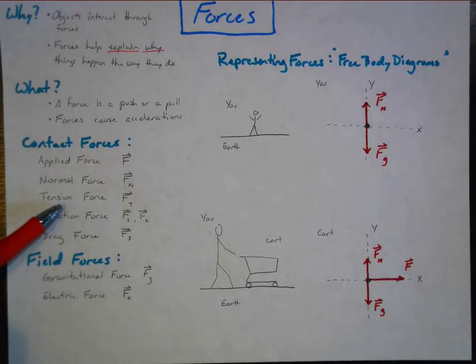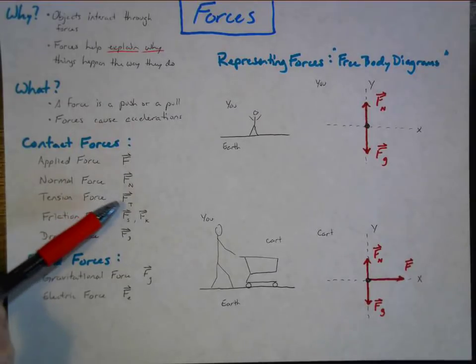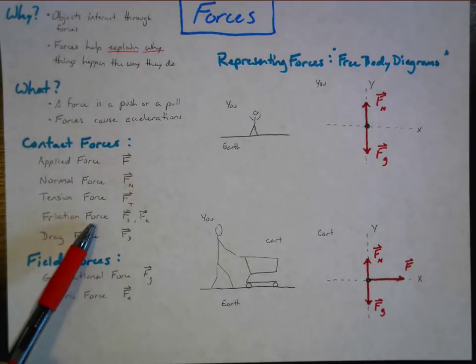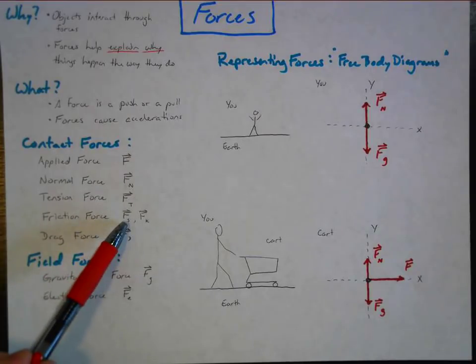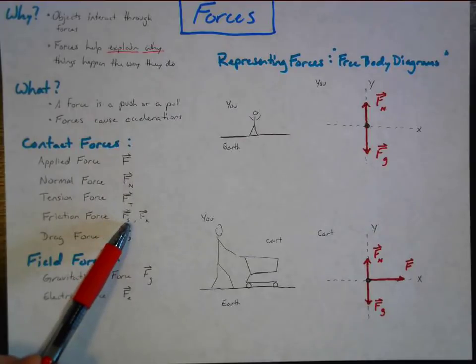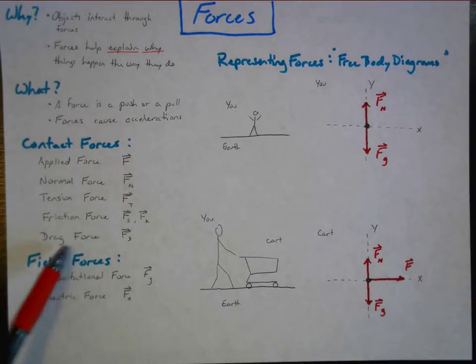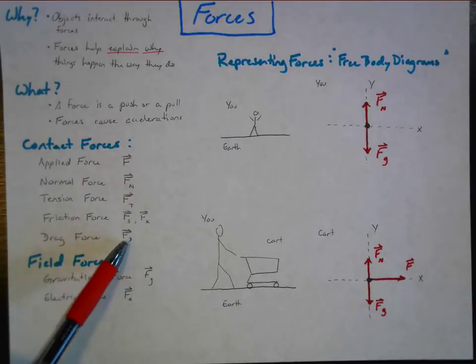There could be tension force. It's like a pulling through a rope or something like that. Capital F subscript T for tension. Friction force. Now we're going to study friction in some detail. It's one of the more interesting types of forces because there's quite a bit to know about it. And there are two general kinds of friction: static friction and kinetic friction. So we have F sub S and F sub K for static and kinetic friction. Drag force. Drag is basically like friction with the air. It's air resistance, F sub D for drag.